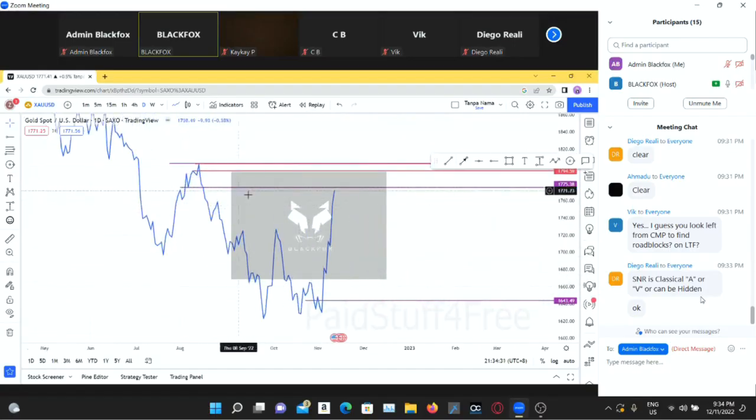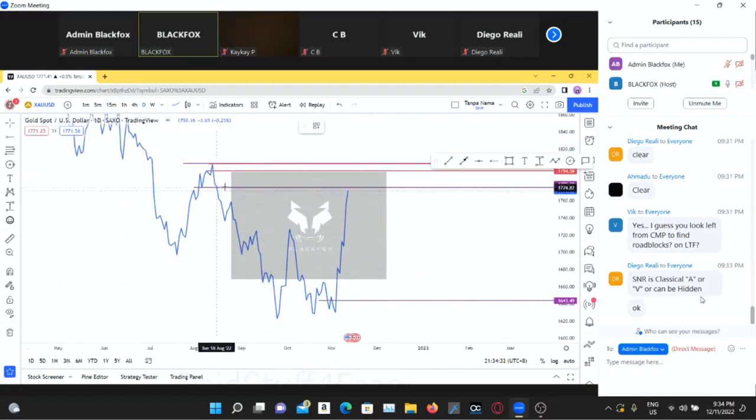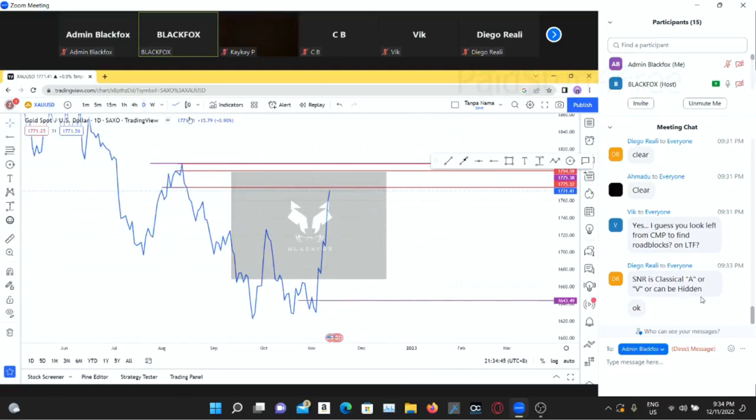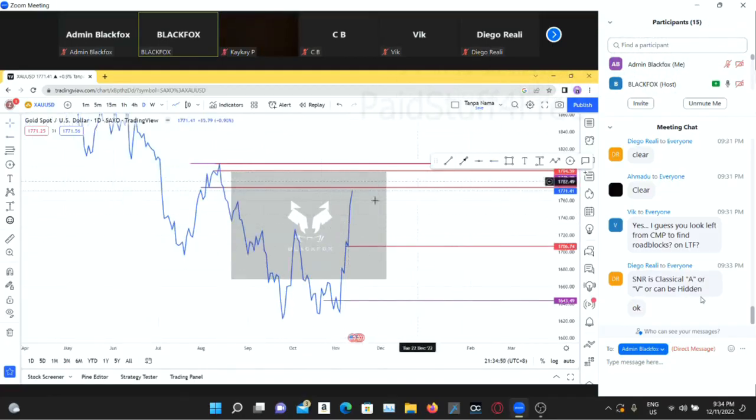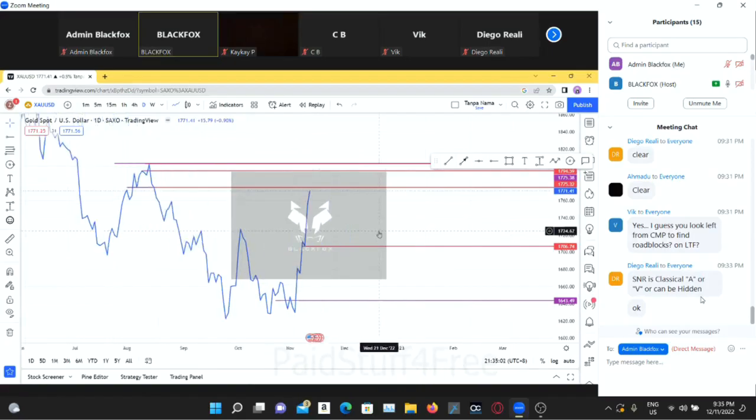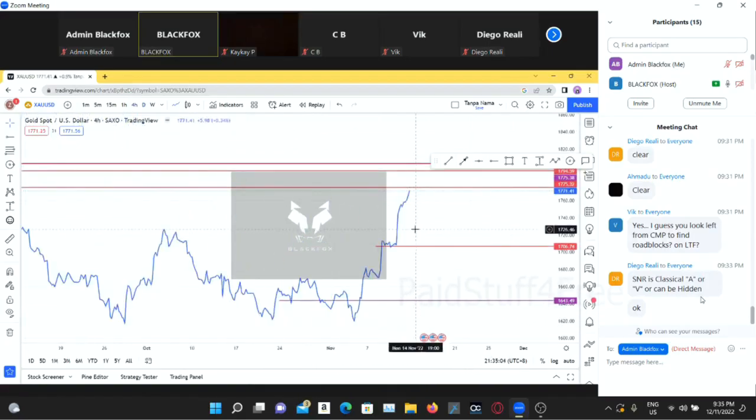So this one is hidden also, right? So daily also has a hidden right here. So we mark the hidden. Just mark the hidden. Okay. Then this one is new support. Okay, just remember the price must trap in new SNR, resistance and support, new resistance and new support. Okay, then we go to H4.